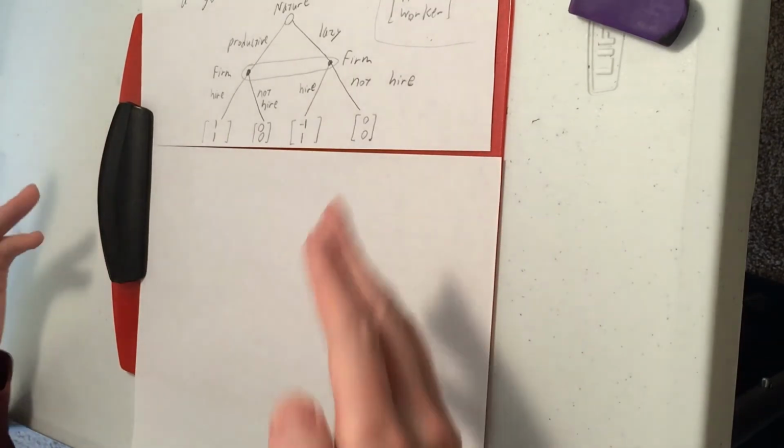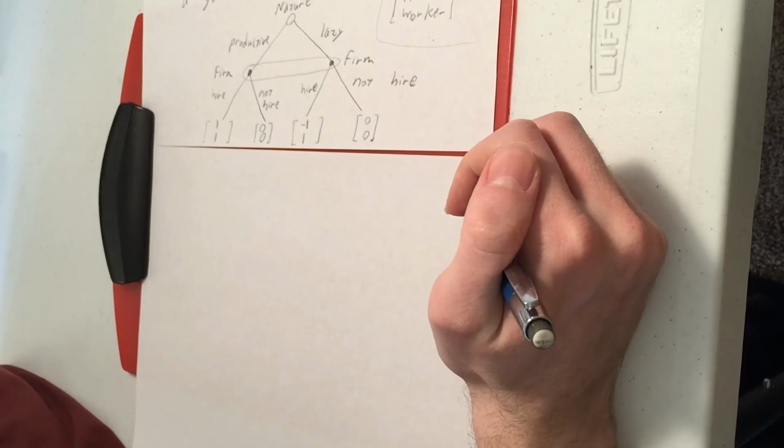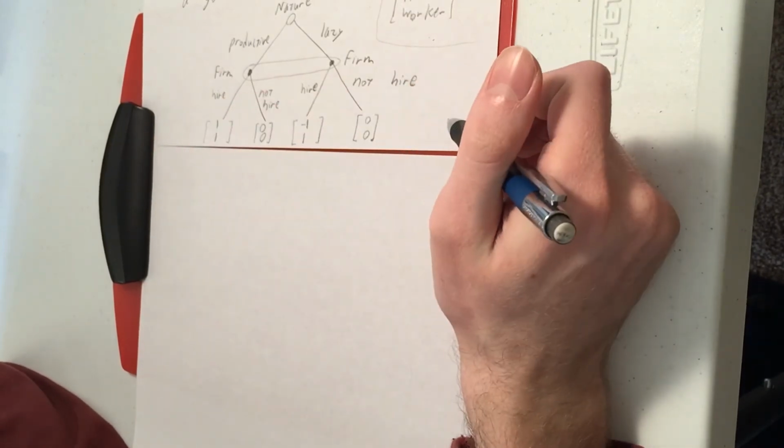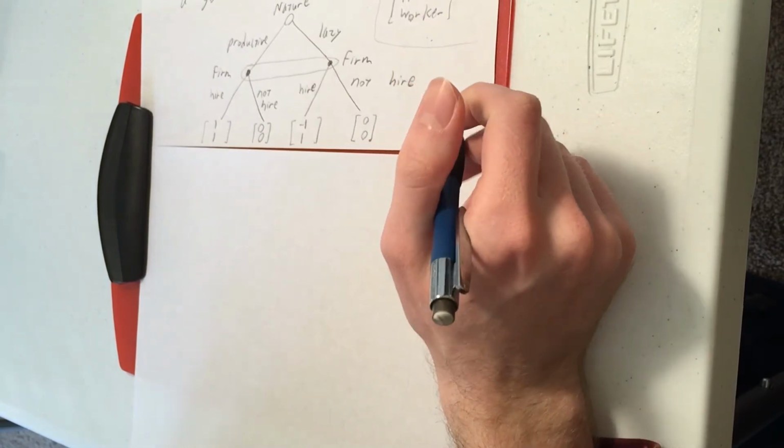So now that's the game if there's no way to signal. The employer is just clueless as to which node they're at. They're dealing with a productive worker or with a lazy prospective worker.